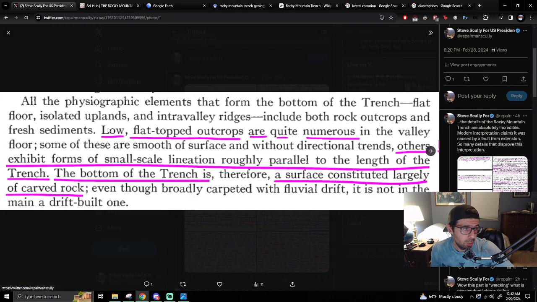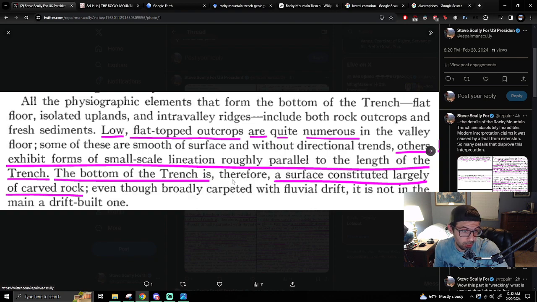So some features, low flat-topped outcrops, are quite numerous. Others exhibit forms of small-scale lineation roughly parallel to the length of the trench. So within the trench there are lineations parallel with the trench length at times, which a current flow passing through could do for sure.